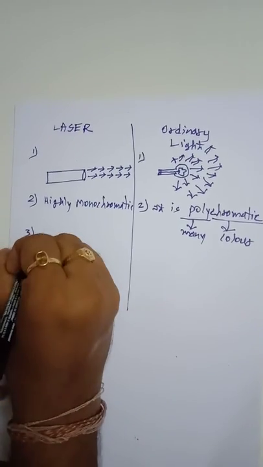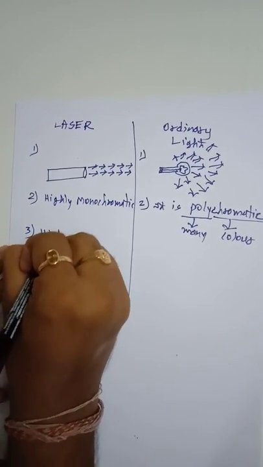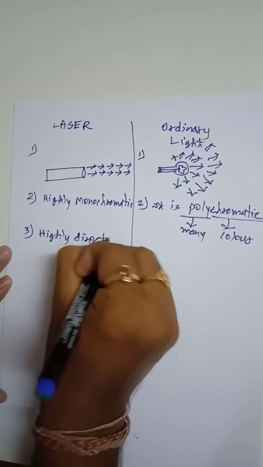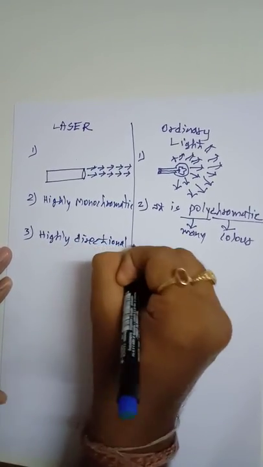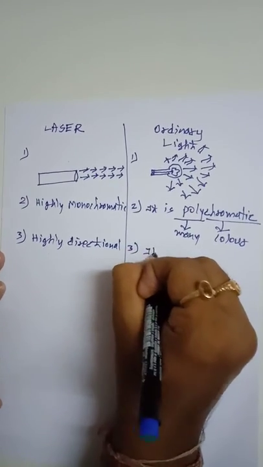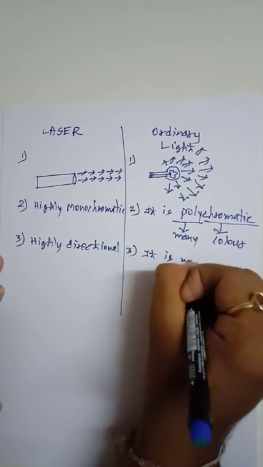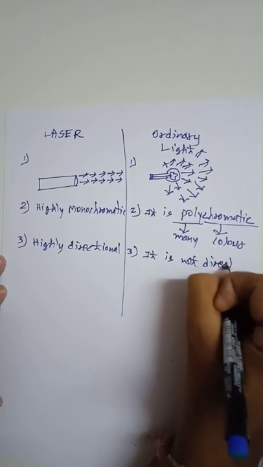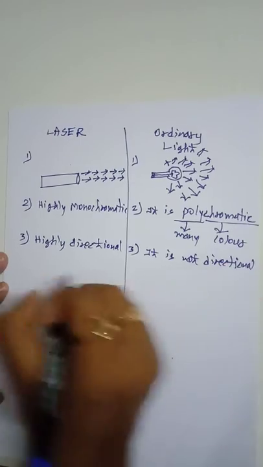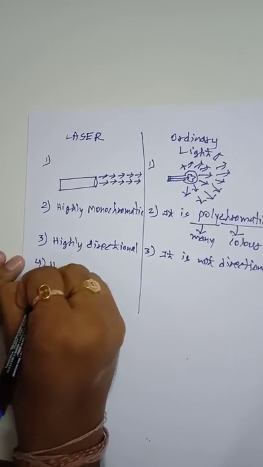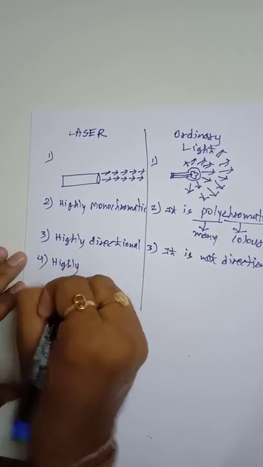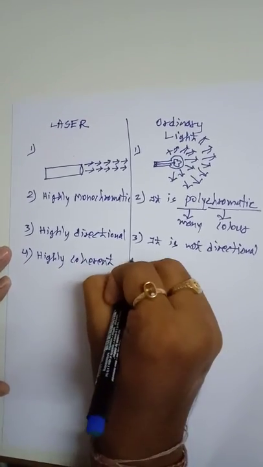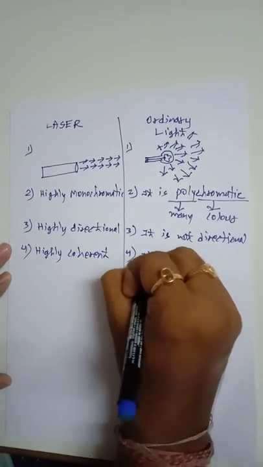Then the third one, the laser beam is highly directional, but ordinary light is not directional. It travels in all directions. Then the fourth one, the laser beam is highly coherent, whereas ordinary light is not coherent.